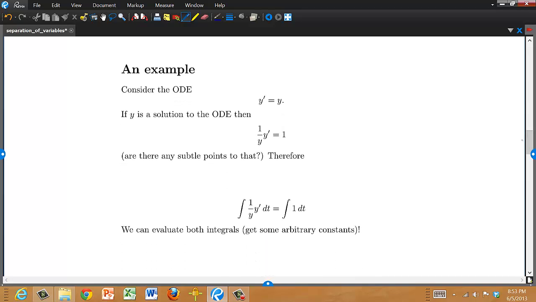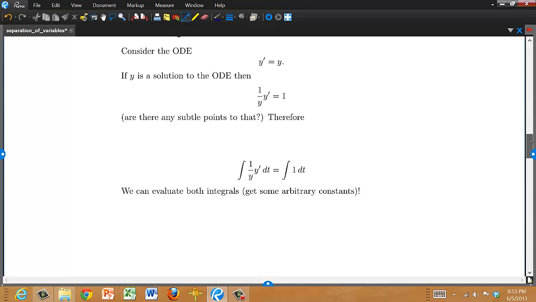Let's try a problem here. Let's start with this ODE. I want to solve y prime equals y. And look, what we're saying is that at every point t, y prime at t equals y of t. So that would mean that 1 over y times y prime has to be equal to 1, unless y of t equals 0, right? In that case, something else has to happen. So we'll just keep this in mind.